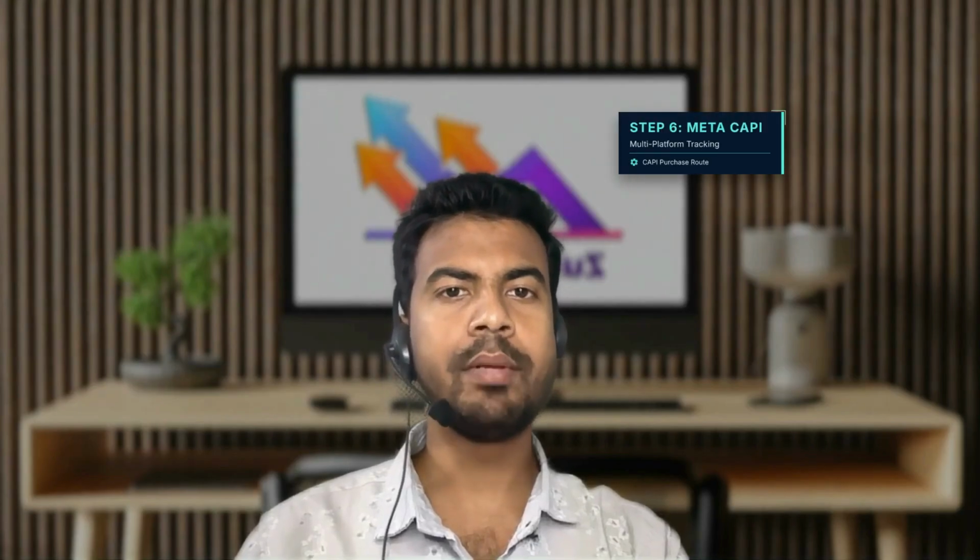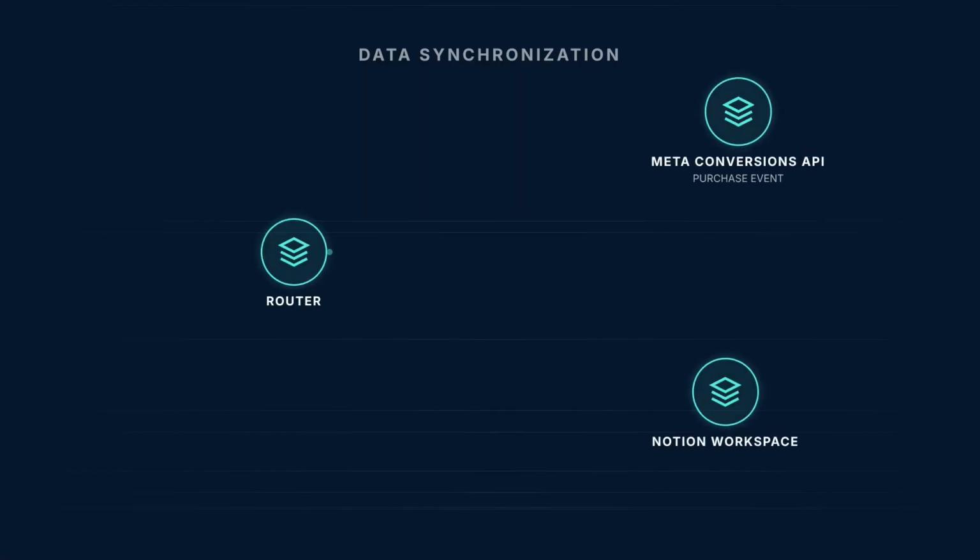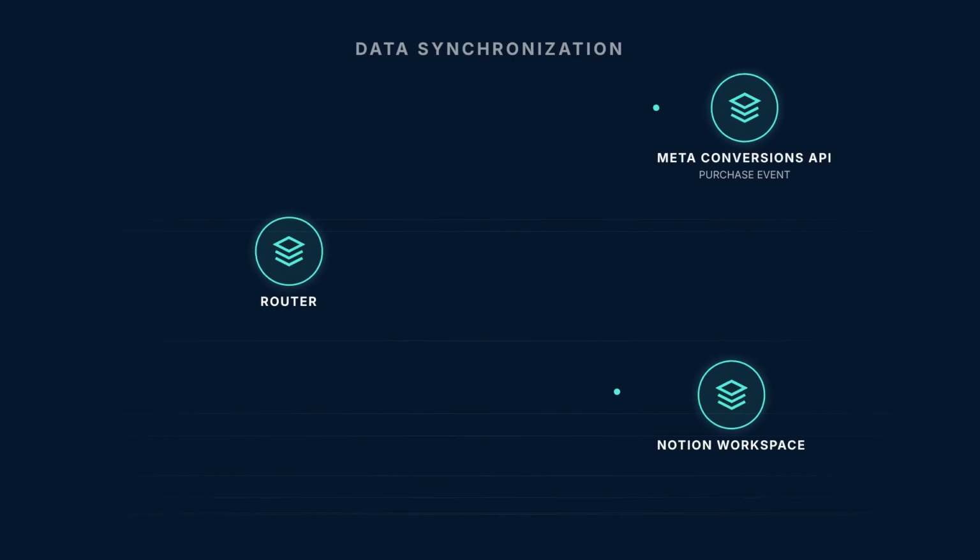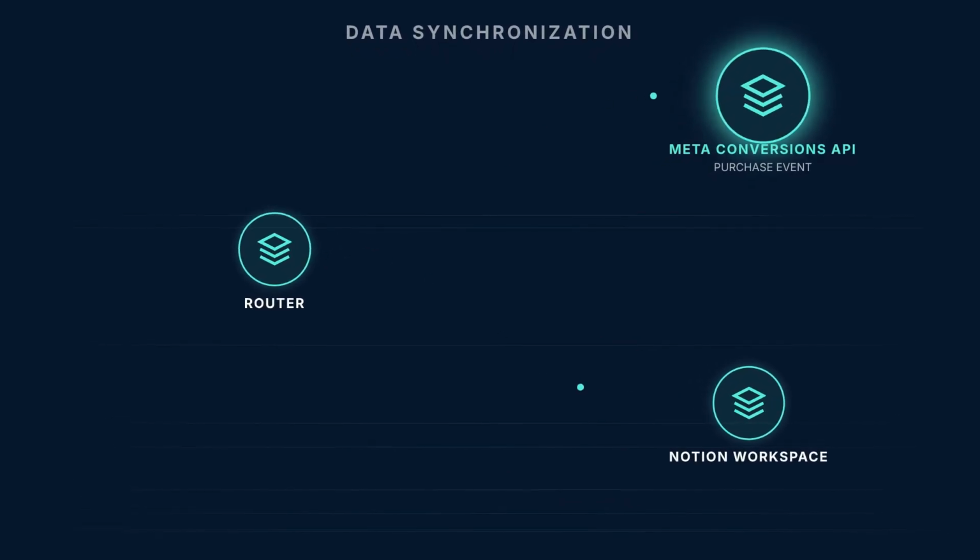Step 6. Optional Meta route. If you also capture FBCLID, add a second route in the same scenario. Filter for Meta click IDs and post to the Meta Conversions API. This gives both platforms visibility into your Notion workspace wins.